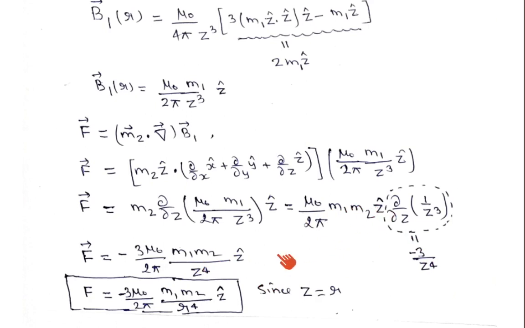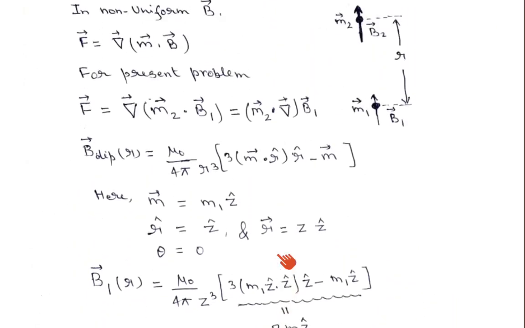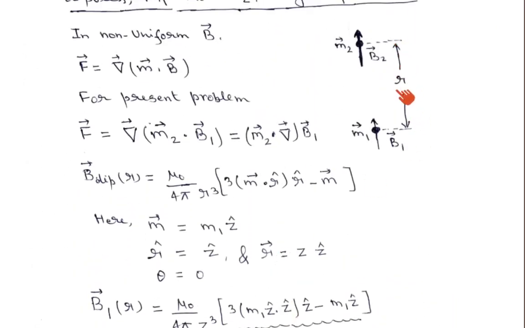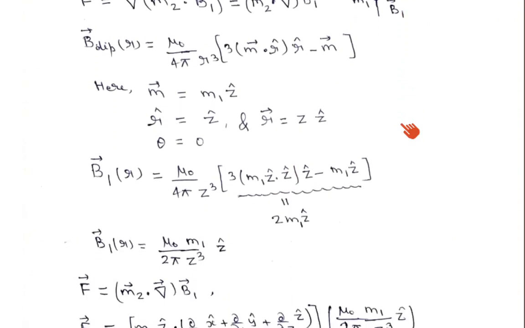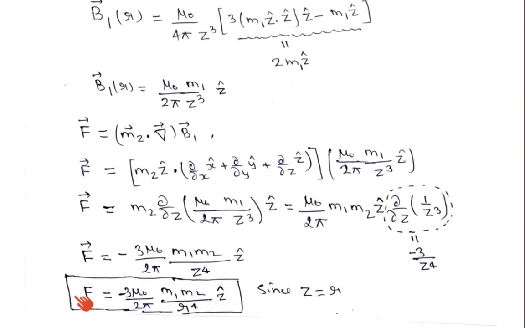Now we know in our problem what we have chosen. We have chosen z equal to r, so we can substitute the value of r depending upon our convenience. If we substitute that, the force F vector will be equal to minus 3 mu 0 upon 2 pi, m1 m2 upon r to the power 4, z unit vector. This minus sign reflects that the force between the dipoles is basically attractive.